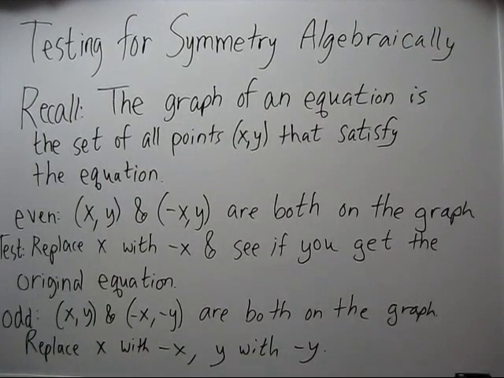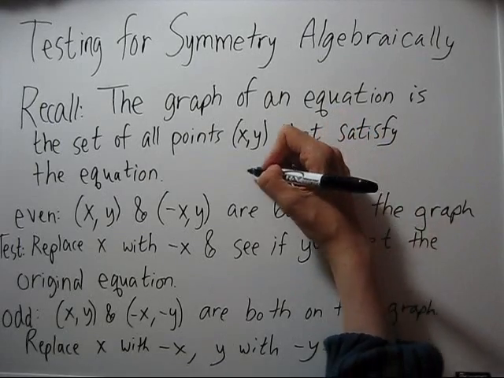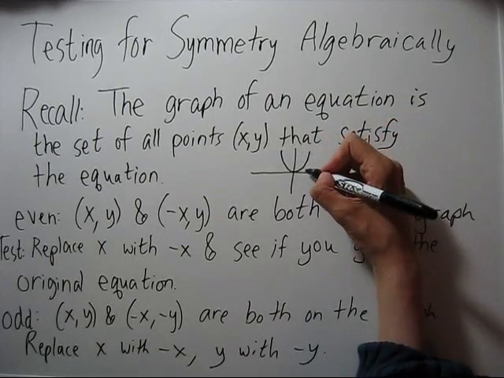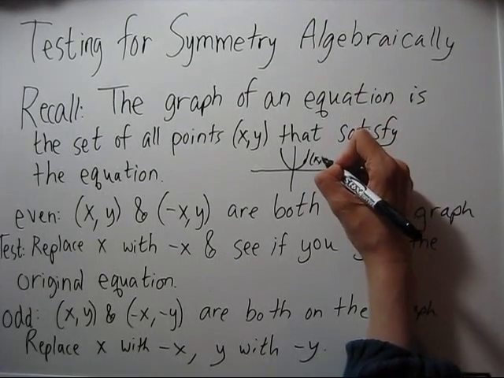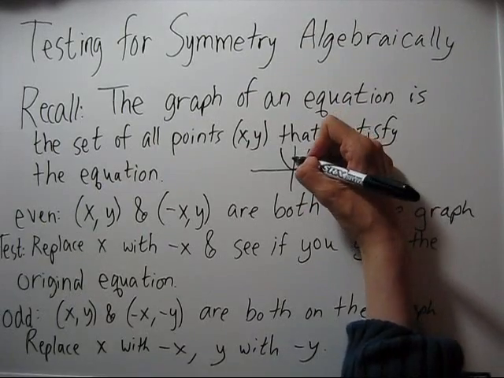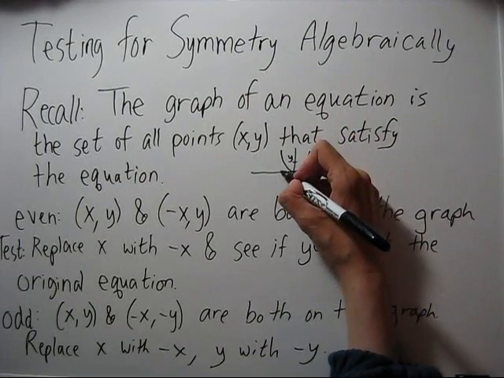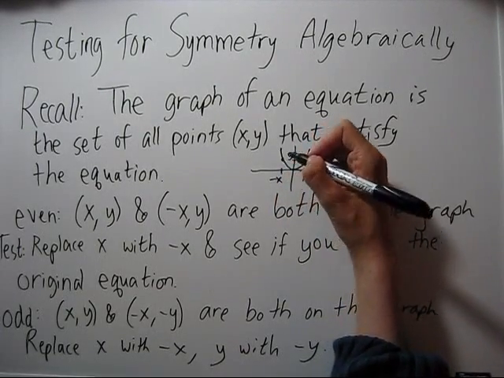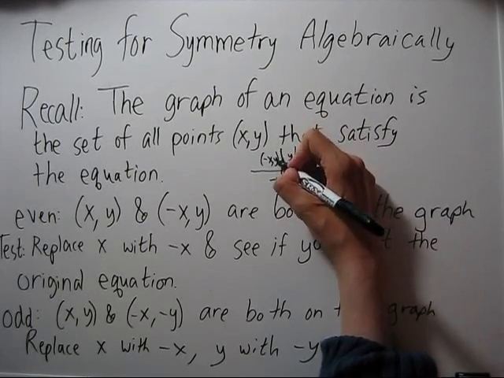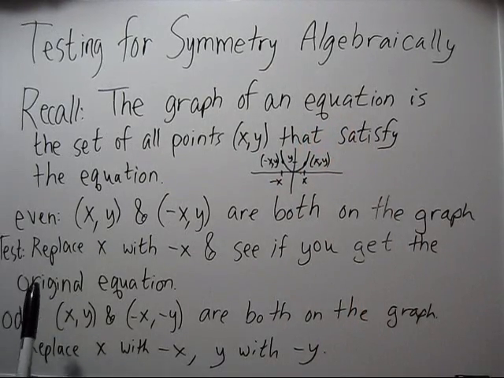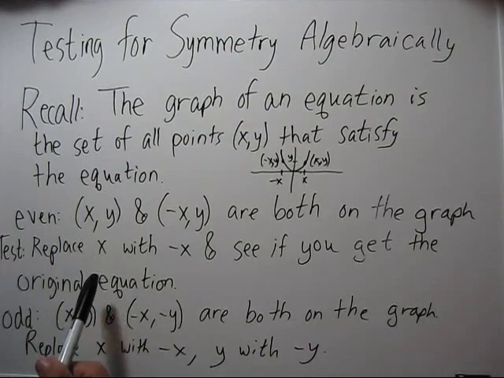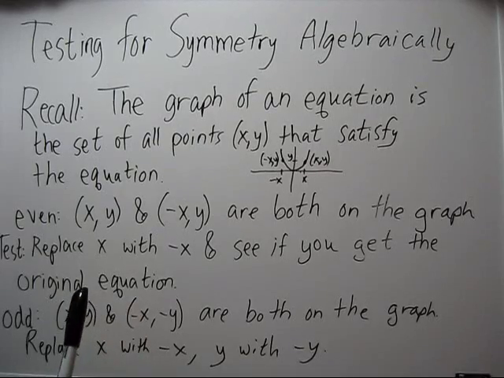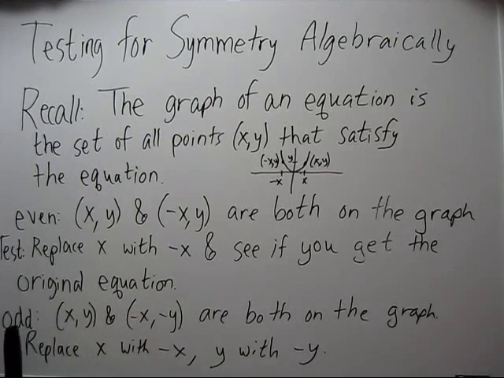Now if something's even, let's say we have something like this. If we have any point on there, x, y, so here's x, here's y, because it's even, I can flip the x around to be negative x, and the ordered pair negative x, y is also on the graph. So a way to test if something's even is to replace x with negative x in your equation and see if you get the same thing back. Because if it's the same thing back, it satisfies the equation.